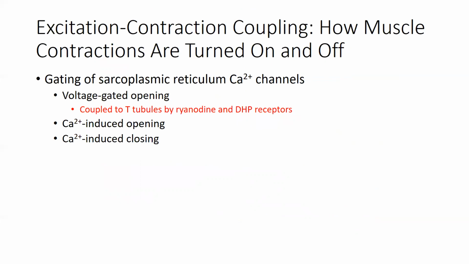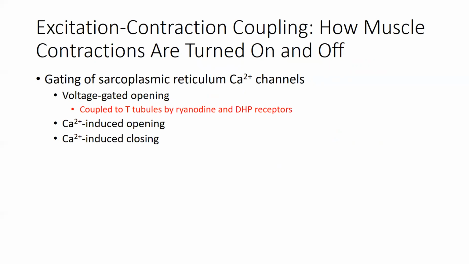Now, 2 more things we're just going to re-emphasize here, and that is that these 2 proteins, ryanodine and dihydropyridine, or DHP, are essentially coupled to the T tubules, and they are going to be the gatekeepers. They're going to determine if those calcium channels open. So again, the DHP is in the side of the T tubule, and ryanodine is in the side of the sarcoplasmic reticulum, and they're going to talk to each other. When DHP gets a signal from that action potential being propagated through the T tubule, it's going to pass the signal on to ryanodine. Ryanodine is going to open the gate. Calcium is going to rush out.